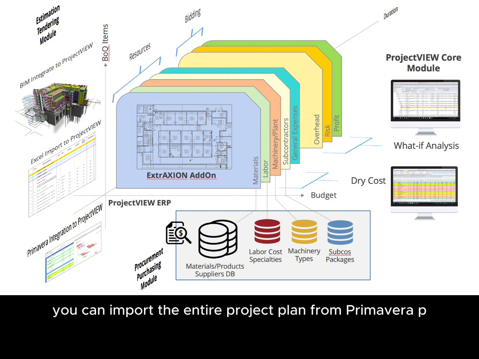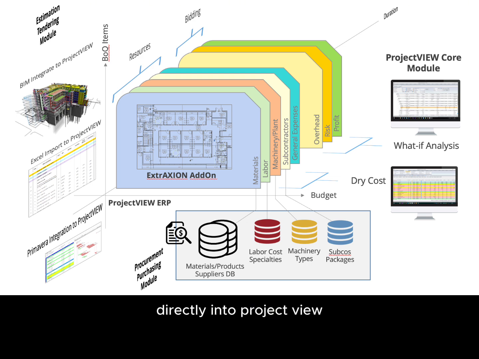You can import the entire project plan from Primavera P6 directly into ProjectView. So everything comes over? Everything, all your activities, durations, resources. Wow. And as you make updates in Primavera P6, like if a task takes longer than expected, or you need to add a new activity, those changes are automatically reflected in ProjectView. So the budget's always up to date. Exactly. It's always in sync with the latest schedule.